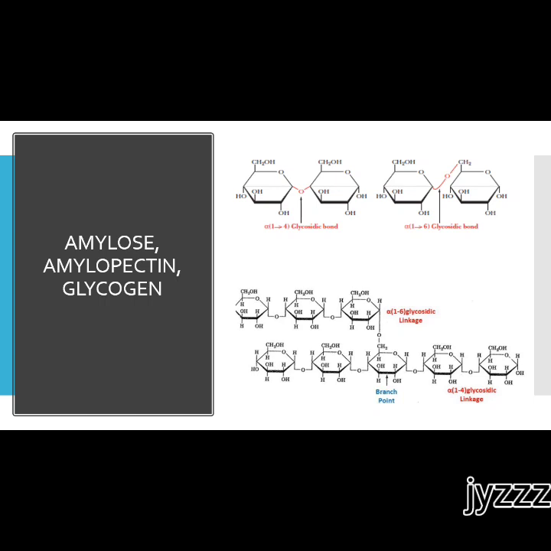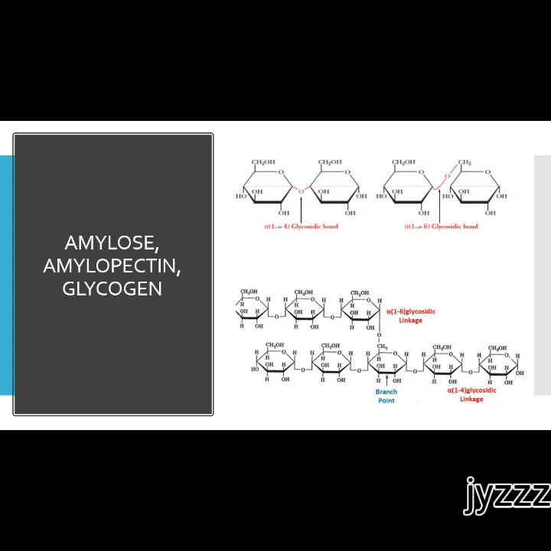So the glycosidic bonds present in amylopectin are alpha 1,4 and alpha 1,6 glycosidic bonds, while in amylose you only have alpha 1,4 glycosidic bonds. Glycogen is also linear with branching, so it also has alpha 1,4 glycosidic bonds and alpha 1,6 glycosidic bonds.